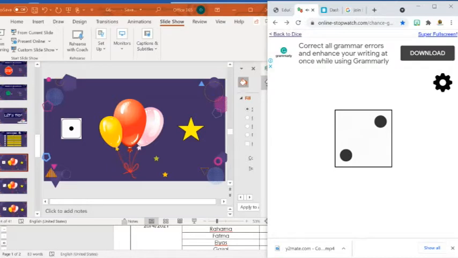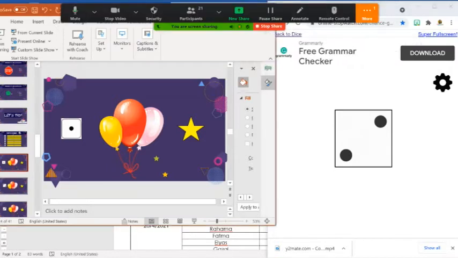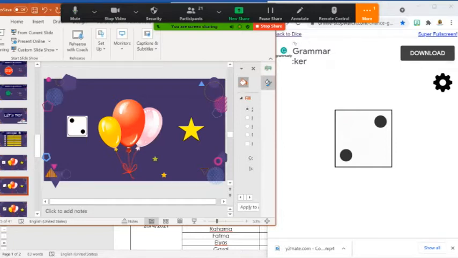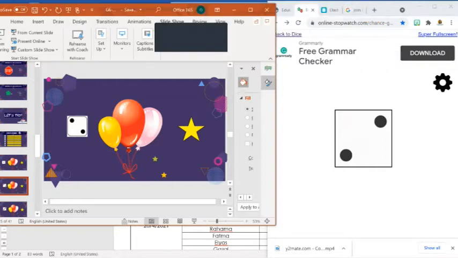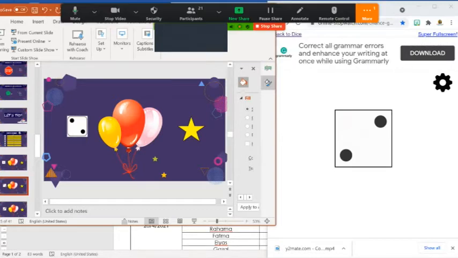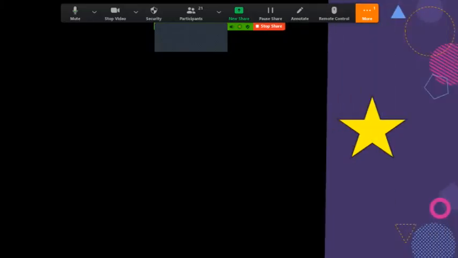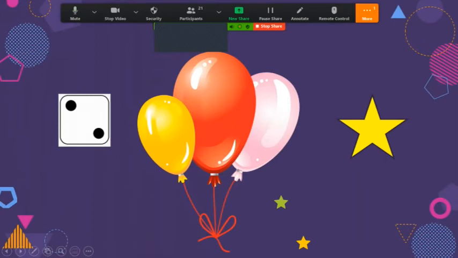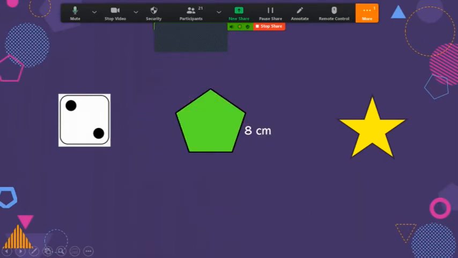Okay, so let's go to question number 2. Who wants to answer? Who wants to volunteer? You can raise your hand if you want to answer. Hamza raised his hand. Okay, Hamza, here's your question. Find the perimeter of this polygon.